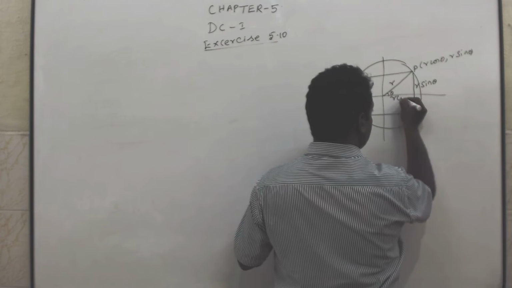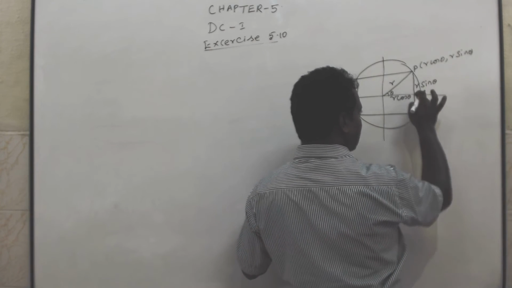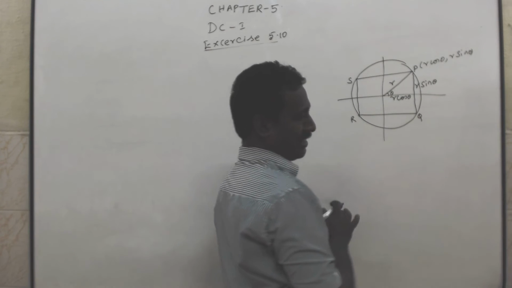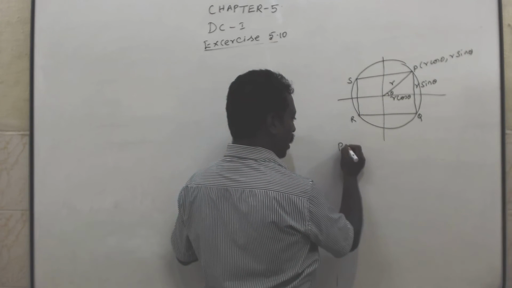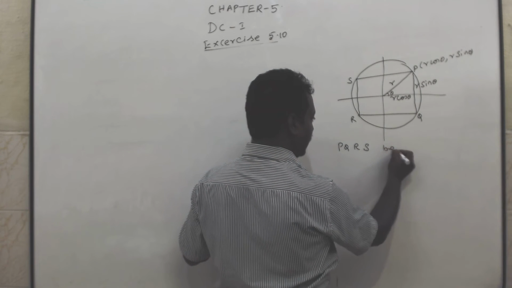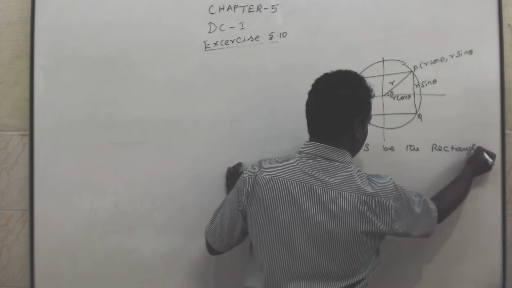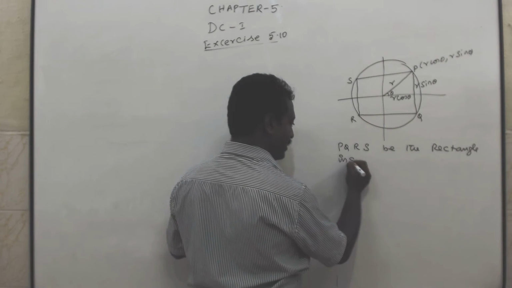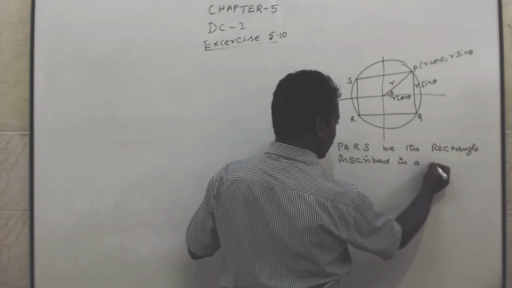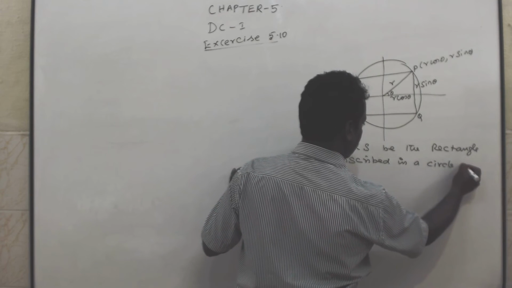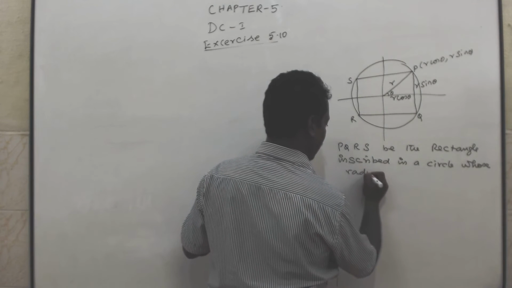This is r cos theta. This is r sin theta. The rectangle is inside a circle whose radius is r.